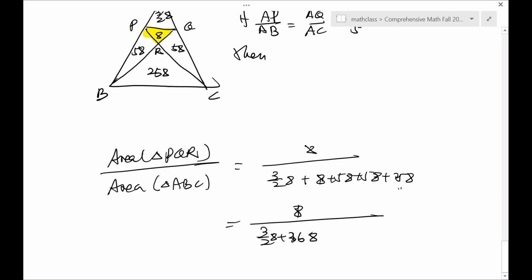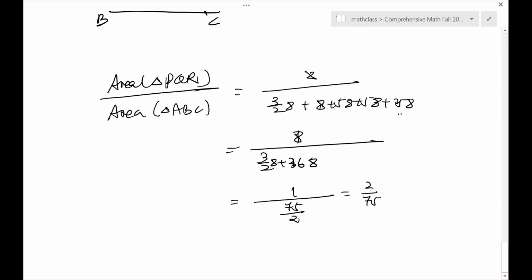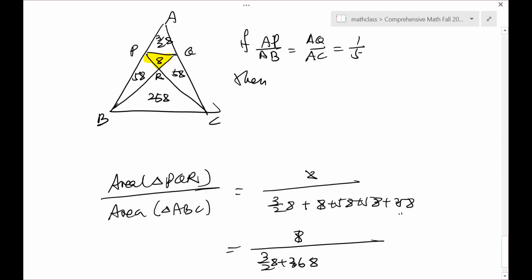So this x is gone. Then that will be 75 divided by 2, so it's 2 over 75. That is the answer in the answer key. It's a pretty long problem. But once you determine each region, each triangle's area in terms of the area of the yellow one, you can answer any questions about the comparison of the areas. So for this problem, we use all 3 comparison theorems.